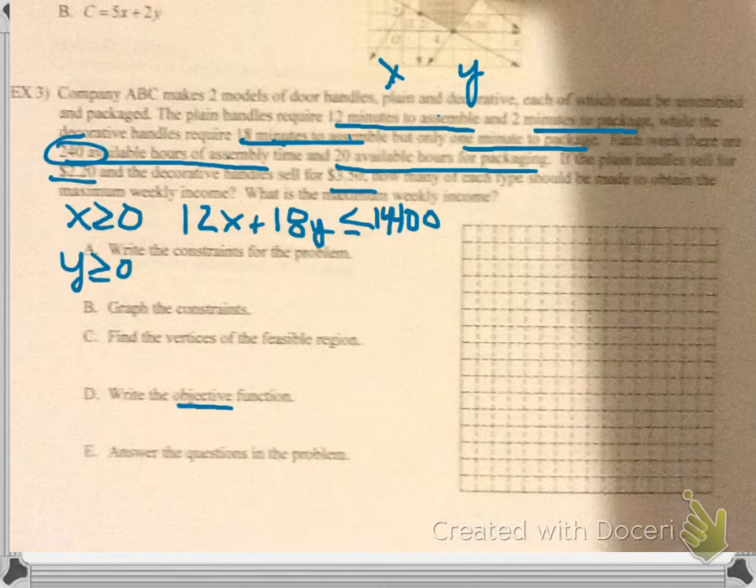Okay, another constraint is I have 2 minutes for packaging for the plain plus 1 minute for the decorative, and I have 20 available hours for packaging. 20 times 60 is 1,200 minutes. Okay, so I converted all of this to minutes. Now to graph, so basically I'm looking at 4 lines. And those will be my lines to help me figure out my constraints. And I'll show you what we mean.